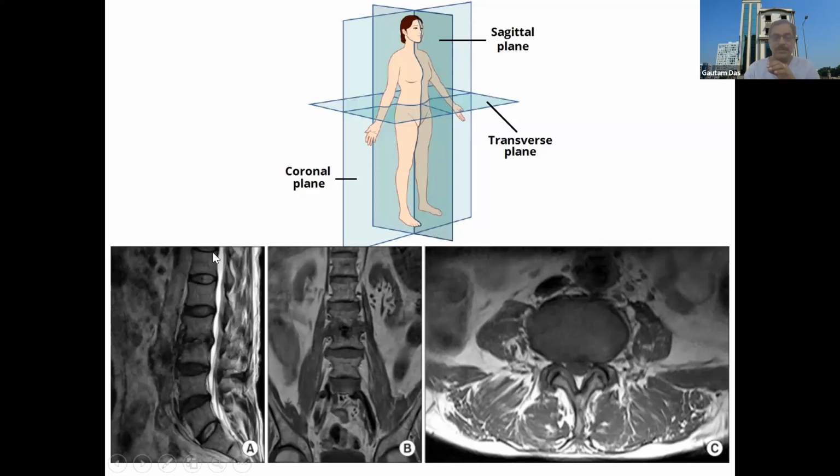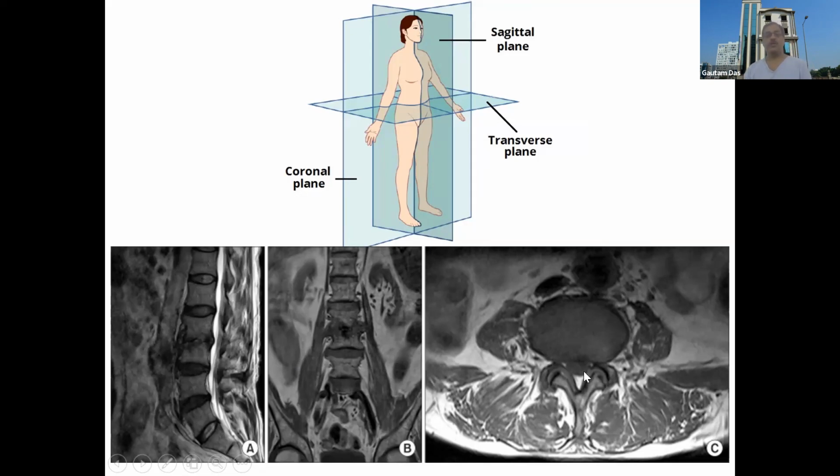So there will be several sagittal cuts. Sagittal cuts are like this, like this, like this, like this. So this is your sagittal cut. Transverse cut is like this. This is your, sorry, the coronal cut. And transverse cut is like this. So this is your sagittal. This is your coronal. And this is your transverse.